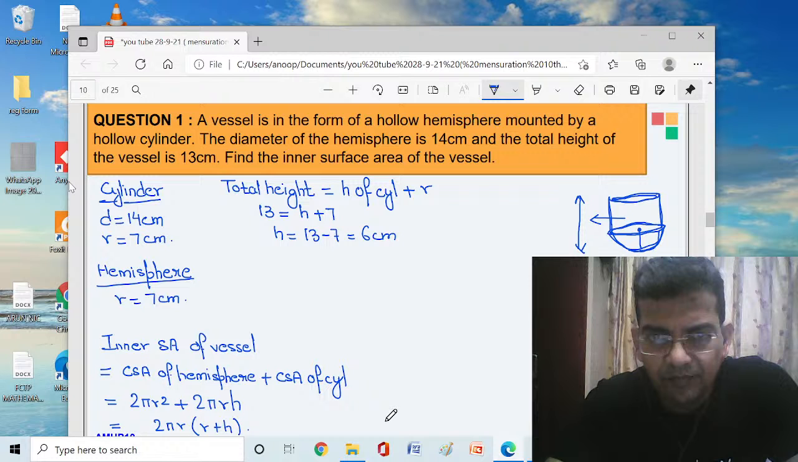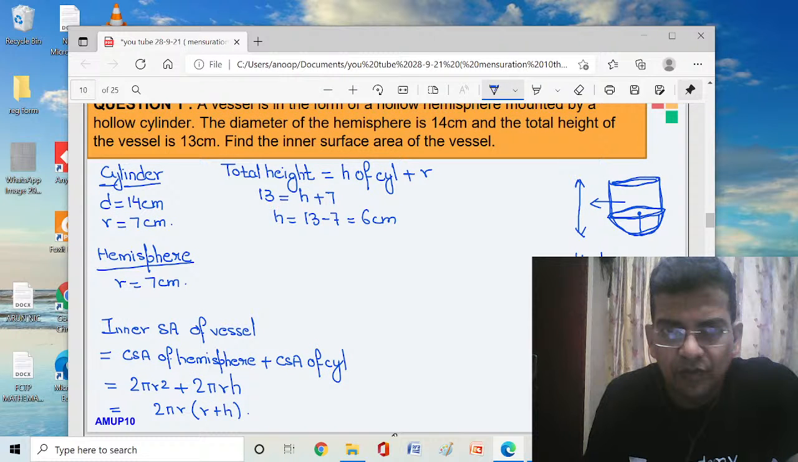Right? So let's see. So the inner surface area we are getting is 2 pi r into r plus h.